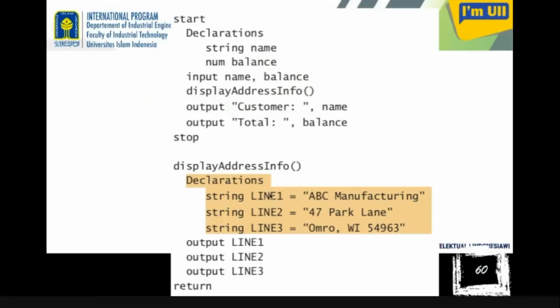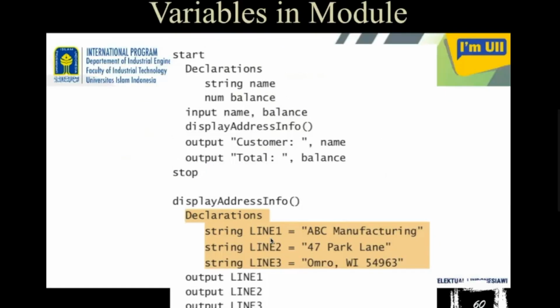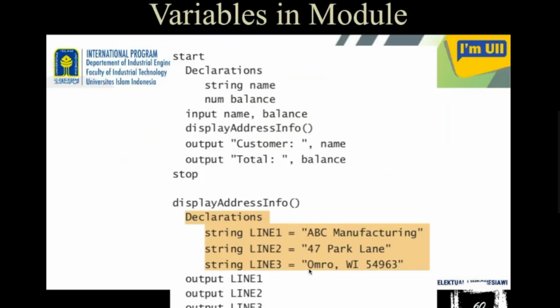In the case of pseudocode, you can write the same kind of variable declaration within a particular method, like this way, which you cannot access from this parent method, but they can be displayed from the current method, display address information.